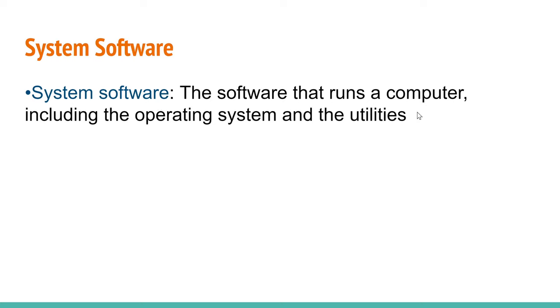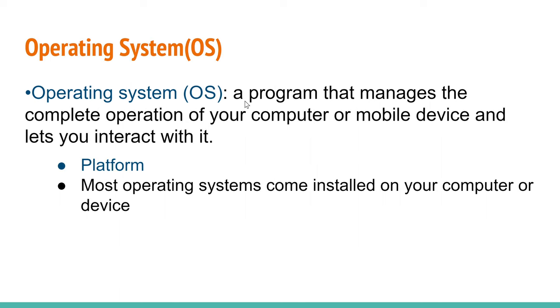System software is software that runs a computer, including the operating system and the utilities. Operating system, or OS, is a program that manages the complete operation of your computer or mobile device and lets you interact with it. Platform. Most operating systems come installed on your computer or device.